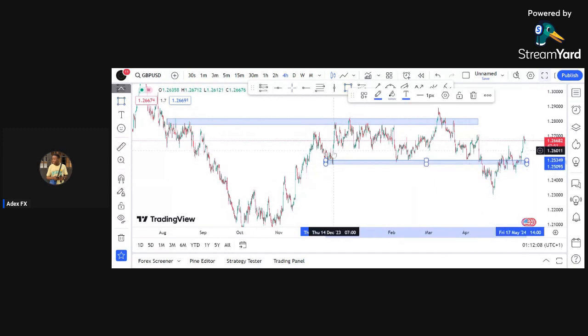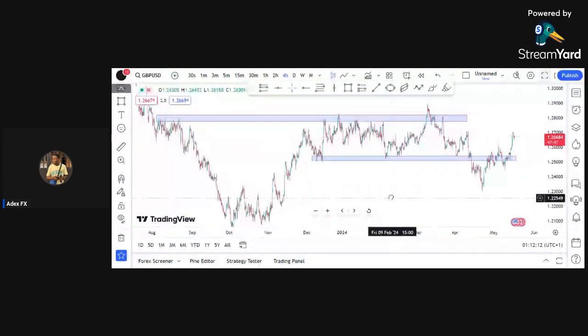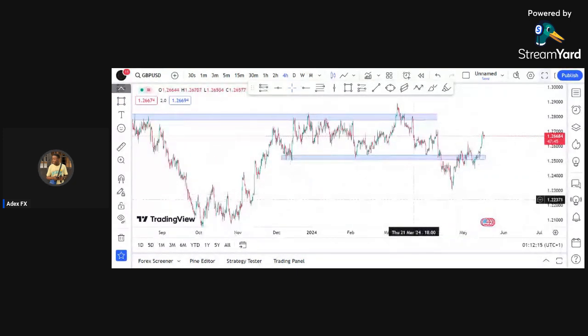So this is our support zone. The more touches on this zone, the more valid the zone becomes. You understand? Like the more touches on the zone, the more valid the zone becomes.